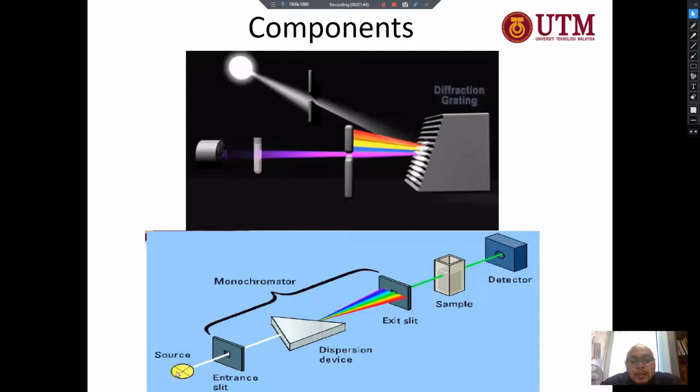So what happens? The light source will give the light and it reaches your monochromator, and the monochromator will disperse your light into multiple frequencies or multiple wavelengths. At the exit slit, only one kind of frequency or one kind of wavelength will be passed through and reach your sample, and then after that it will reach your detector.